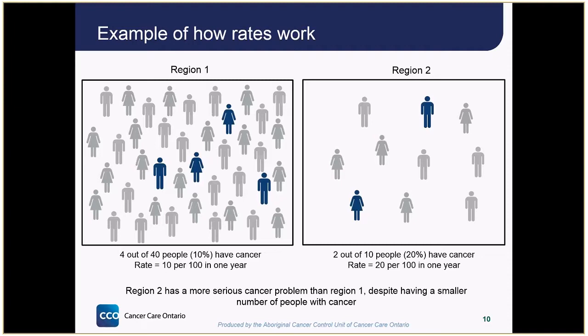Instead, we need to look at cancer rates. The cancer rate for Region 1 is 4 cases of cancer divided by a total population of 40, for a rate of 10 per 100 people in 1 year, or 10%. The cancer rate for Region 2 is 2 cases of cancer divided by a total population of 10, for a rate of 20 per 100 people in 1 year, or 20%. So Region 2 has a more serious cancer problem than Region 1, even though it has fewer people with cancer.